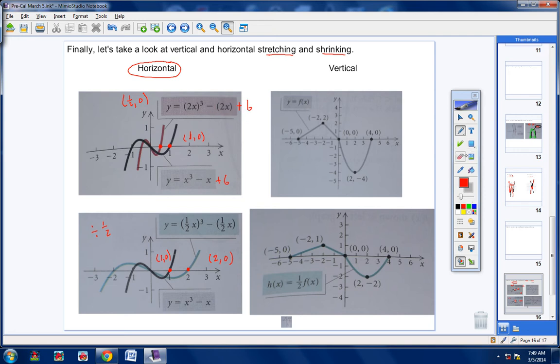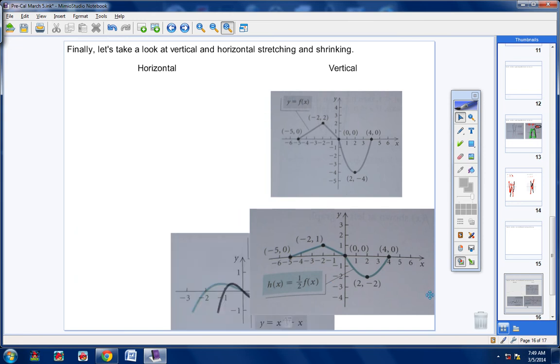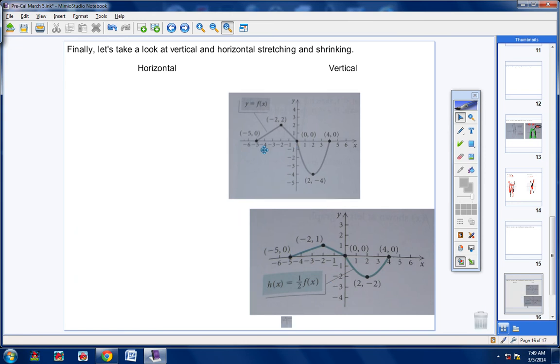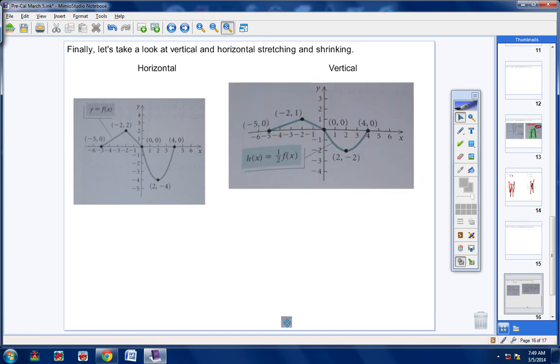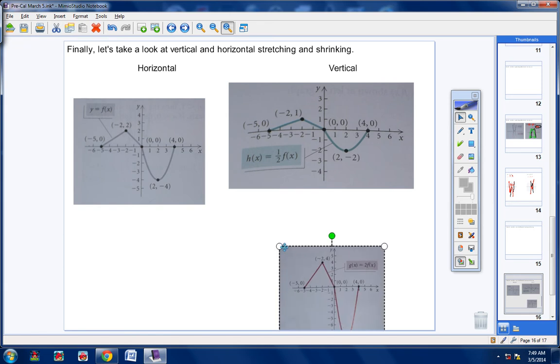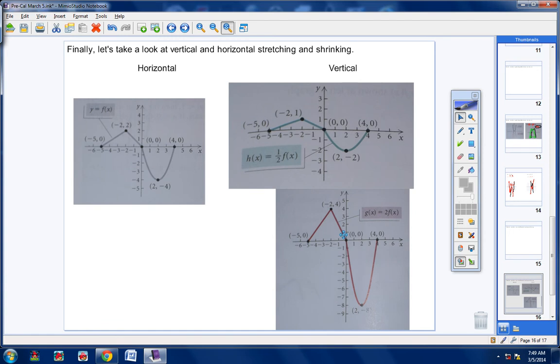Now I'm going to create a little more room, so bear with me, because we need some more space. Now we're going to talk about vertical stretching and shrinking.